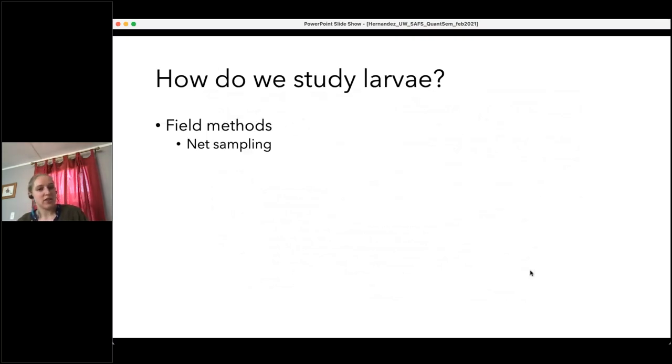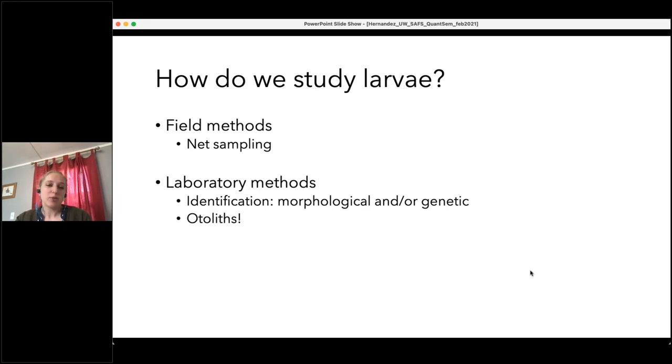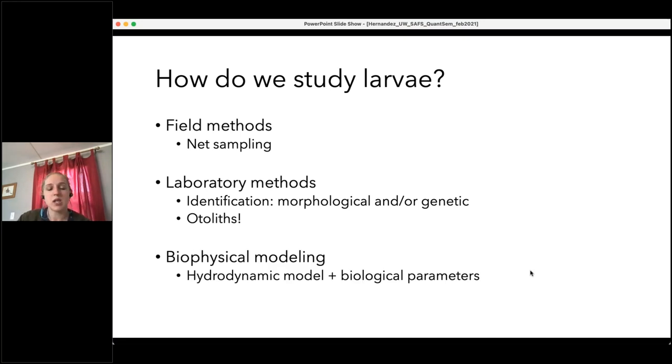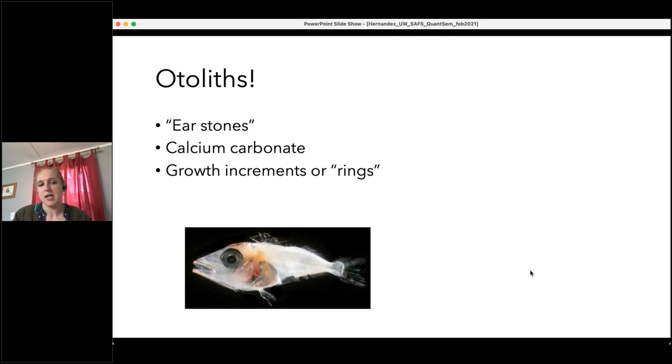So how do I study larvae? I use field methods, not too sophisticated: drag a net through the water and see what you get. I use laboratory methods. So we take those samples back to the lab and we identify which larvae are in the sample through both morphological and genetic techniques. And then I really like to work with otoliths. I'm gonna tell you a little bit more about those on the next slide. And then the last category of methods that I use is biophysical modeling. So we take a hydrodynamic model and combine it with biological parameters to understand how larvae get moved around in ocean currents.